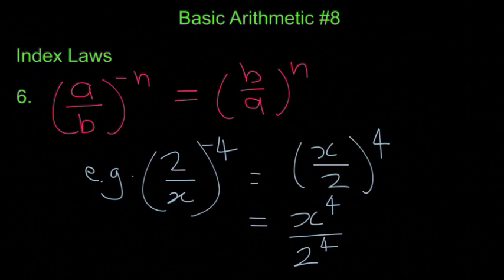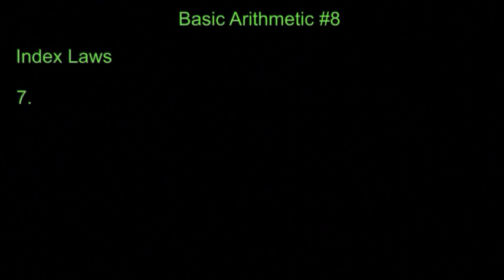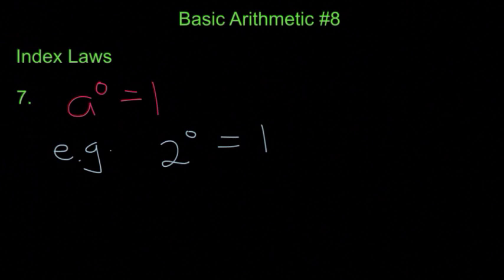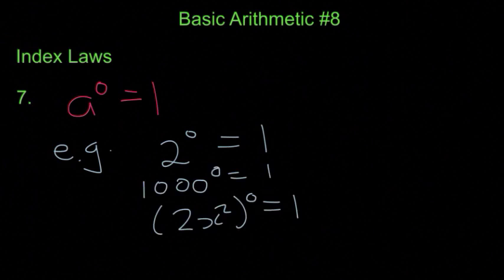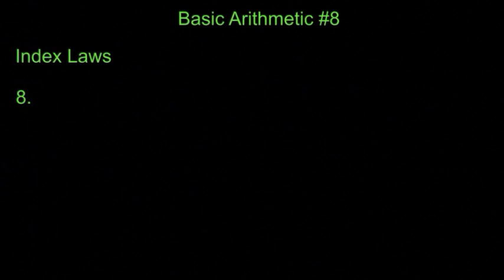The seventh law states that any number raised to the power of 0 will equal 1. Some examples would be 2 to the power of 0 is equal to 1. Some other examples might be 1000 to the power of 0 is equal to 1, or 2x squared to the power of 0 is equal to 1. And what many students find quite disconcerting is that 0 to the power of 0 is equal to 1.